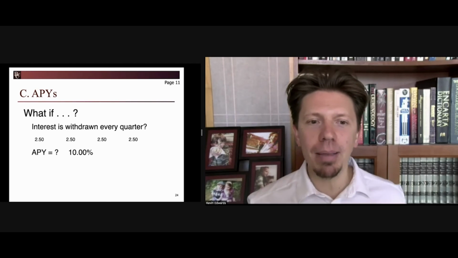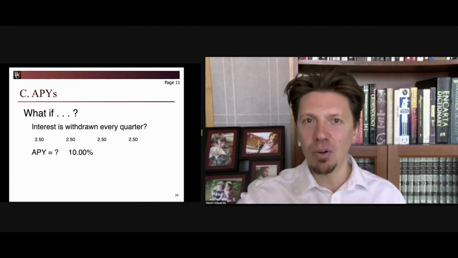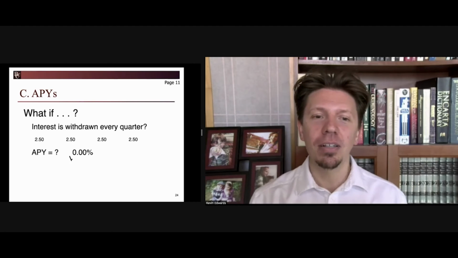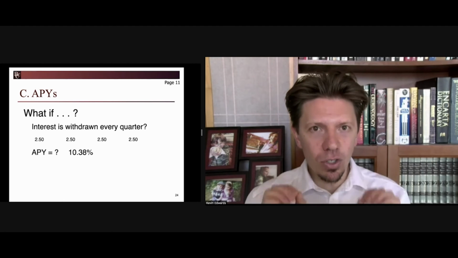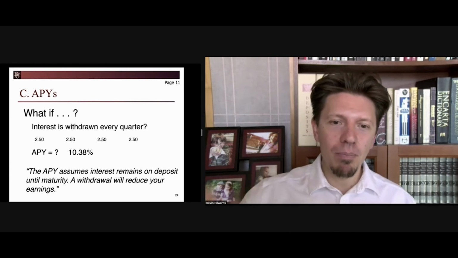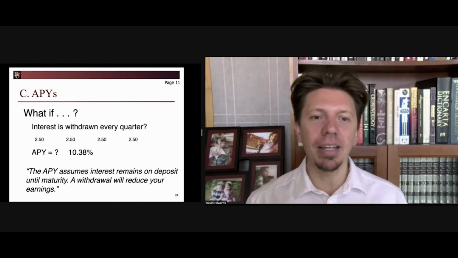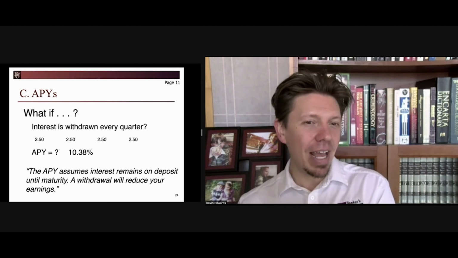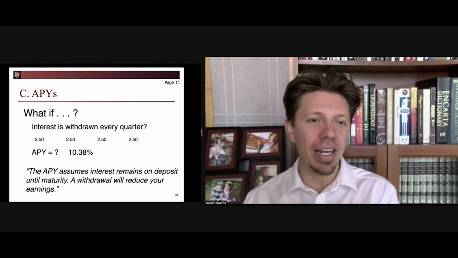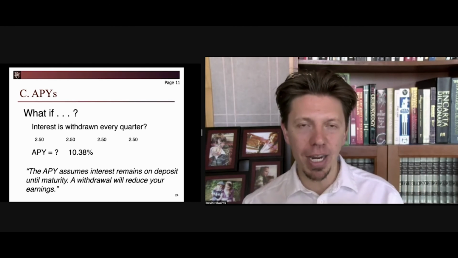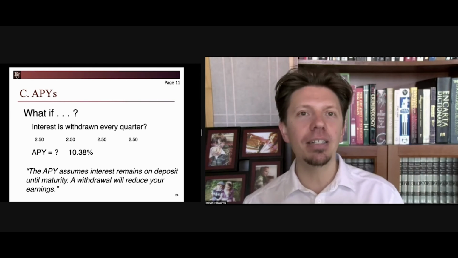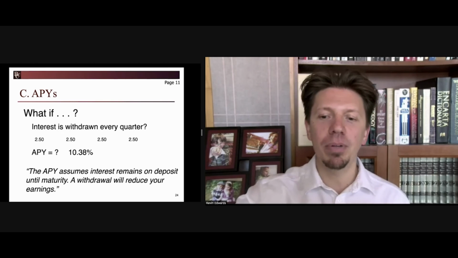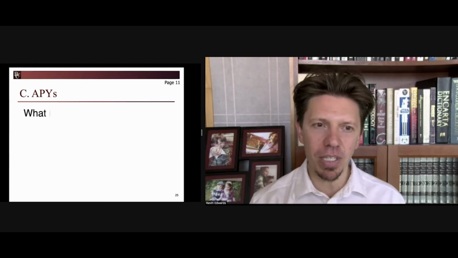So what does that do to the APY? Is it 10% because they're only getting 10%, even though you've set it up that way where they're pulling it out? And the answer is no. APY assumes that they're going to remain on deposit until maturity, so even though it's set up where they're only going to be getting the benefit of that 10% interest rate, the APY doesn't change because there's an assumption built into the term that says that amount of money is going to stay in there until maturity. So that's where things can get confusing.